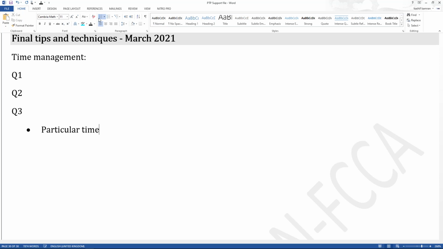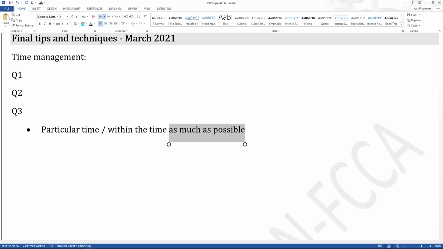Each of them has a particular time, right? And it has to be completed within the time as much as possible. You cannot complete it 100%. The students write so much, they can never complete it. So within the time, as much as possible. Look at this statement: as much as possible.